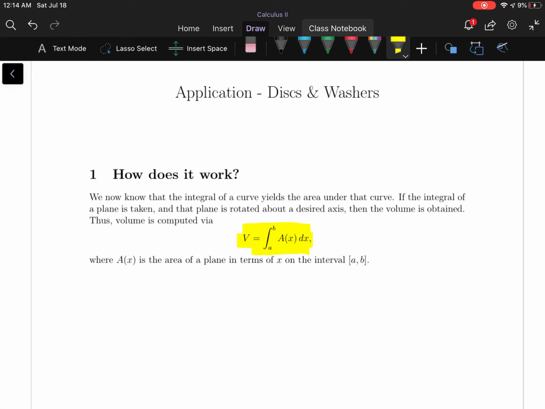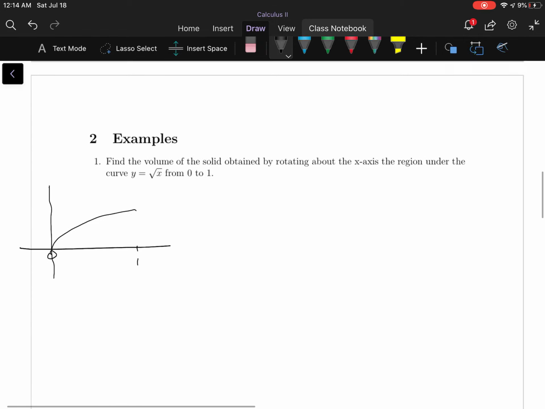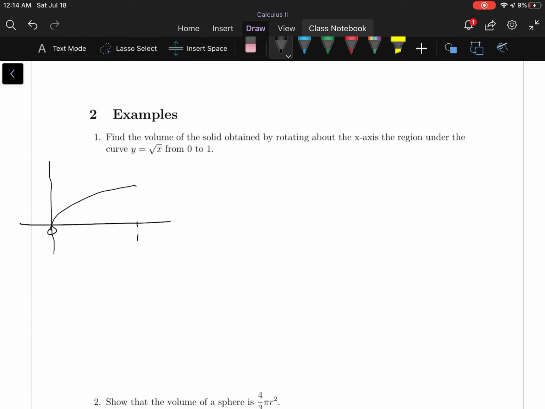The trick here is to really be strong at visualization. So I find it helpful to sketch the scenarios. So let's just jump right into it. In our first problem, we want to find the volume of the solid obtained by rotating about the x-axis the region under the curve y equals root x from 0 to 1.